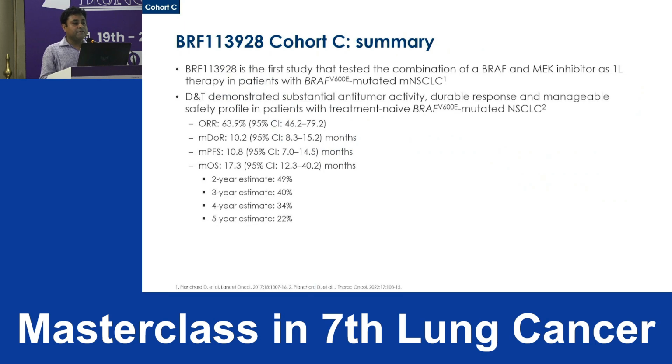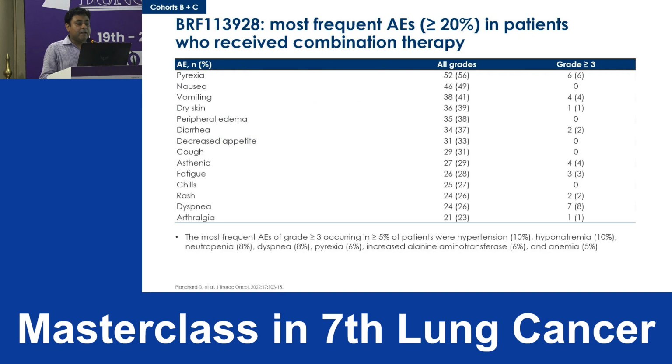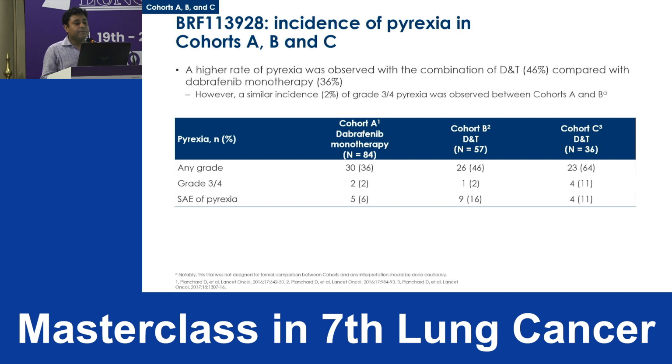So this was the first study that tested the combination of a BRAF and a MEK inhibitor as first-line therapy in patients with BRAF-mutated non-small cell lung cancer. And it demonstrated a substantial anti-tumor activity and durable response and manageable safety profiles in patients with treatment-naive BRAF-mutated non-small cell lung cancer. So the most frequent adverse events, more than grade 3, occurring in more than 5% of patients were hypertension, hyponatremia, neutropenia, dyspnea, and pyrexia, and increased ALT and AST, and anemia.